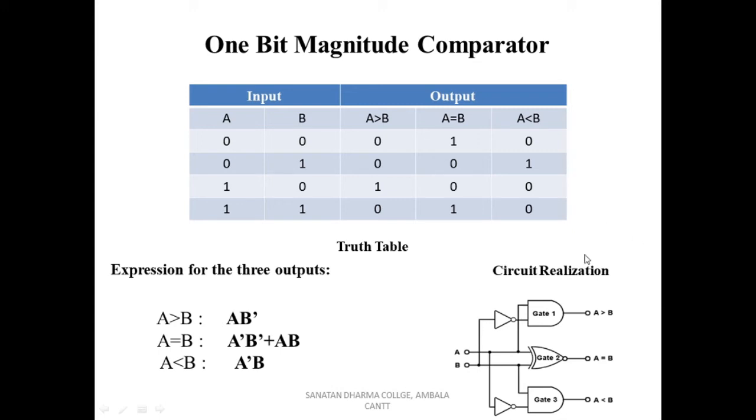Similarly, depending on these realizations, or you can say logic expressions, we have this circuit realization, and this circuit realization can be done using any type of gates. You can either implement it using AOI, that is AND-OR-Invert, or using NAND gates.